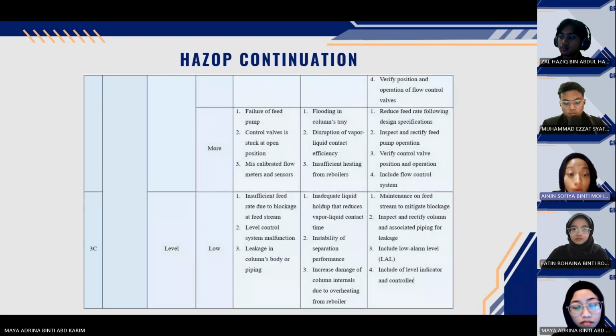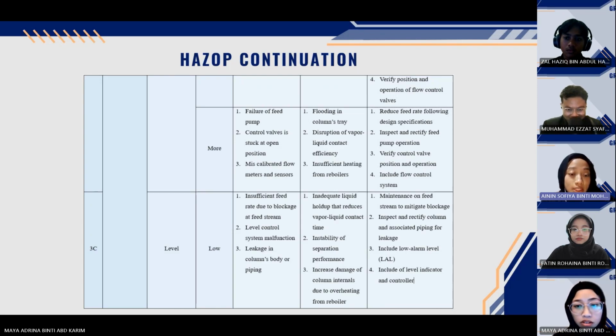When there is more flow, this is definitely due to control valves that are stuck at the open position. And if this is taken lightly, the potential consequence would be flooding in the column's tray. And what we need to do to cater to this problem is to verify the control valve position and operation. And the final process parameter is regarding the level.